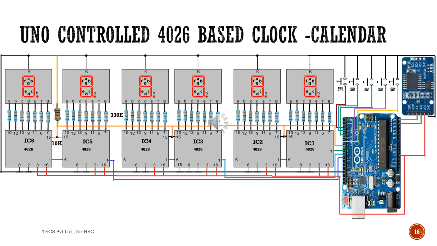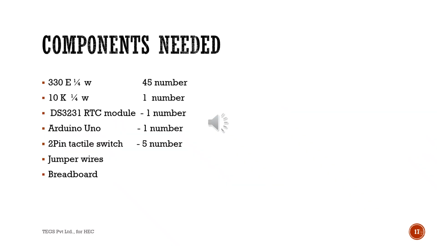The Uno controlled 4026 based clock and calendar circuit diagram is presented in this page. Components needed: 330 ohm, 1/4 watt, 45 numbers; 10K, 1/4 watt, 1 number; DS3231 RTC module, 1 number; Arduino Uno, 1 number; 2-pin tactile switch, 5 numbers; jumper wires and breadboard.